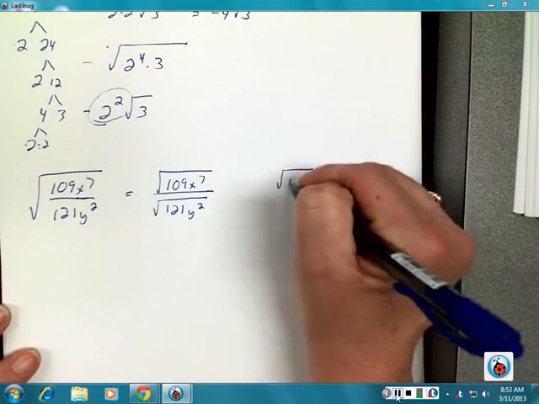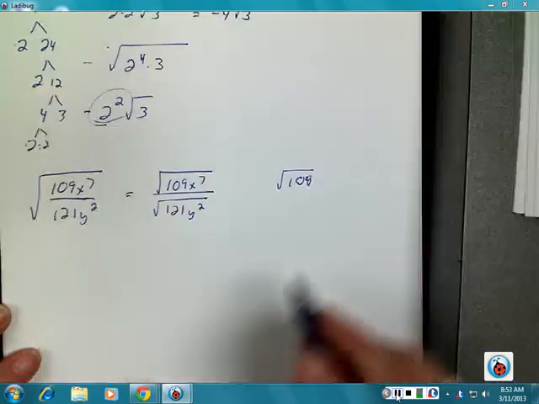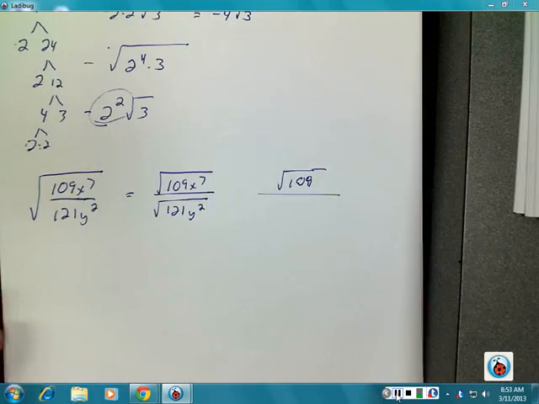So 109 needs to stay underneath the radical. But what about x to the 7th? Can I do anything with it?